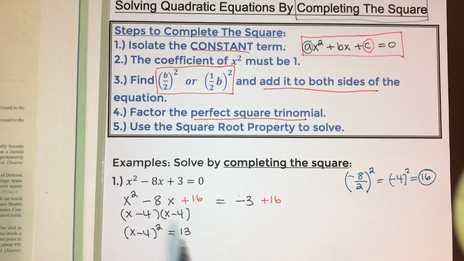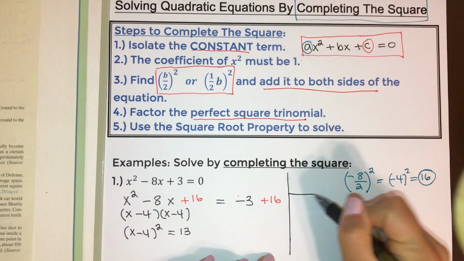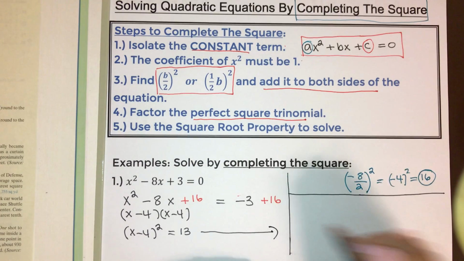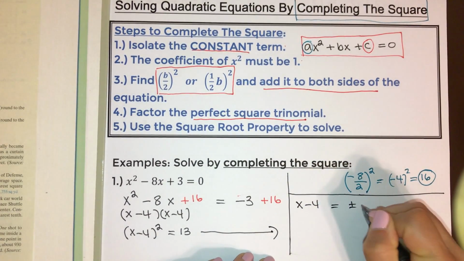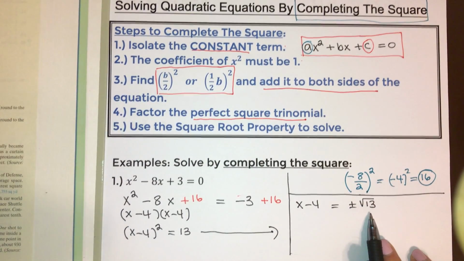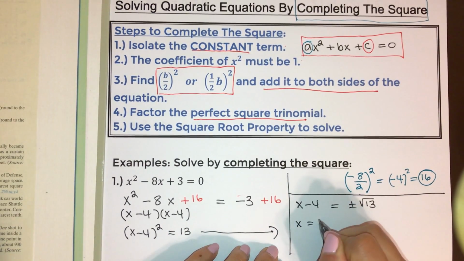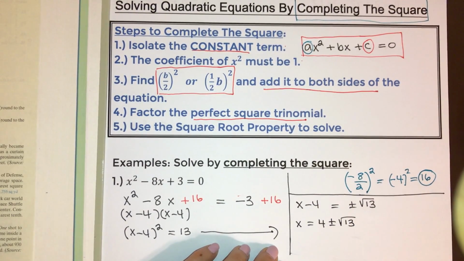At this point, you're going to use the square root property. We just take the square root of both sides. This goes back to the previous video. So I'm just going to move over here. So we take the square root of both sides, and we're going to get x minus 4 is equal to plus or minus square root of 13. I can't simplify square root of 13, so all we can do here is solve for x. X comes out to be 4 plus or minus square root of 13.